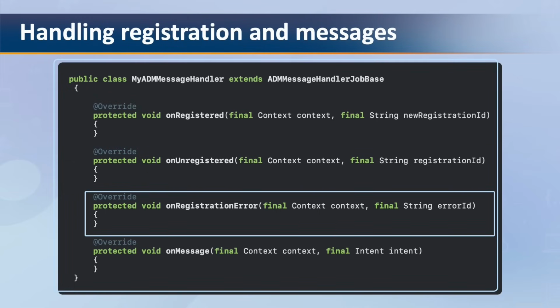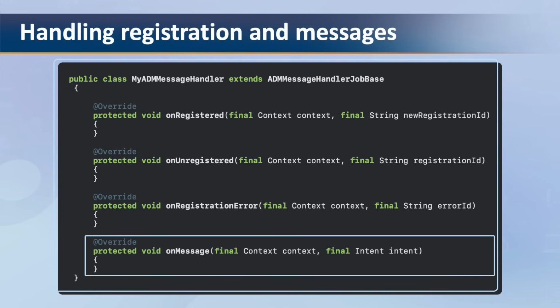OnRegistrationError, used to handle errors in the registration process. We could decide here that our app may degrade gracefully, or we may wish to notify the user that this part of the app functionality is not available. OnMessage, called when a message is received, where we can extract the data.